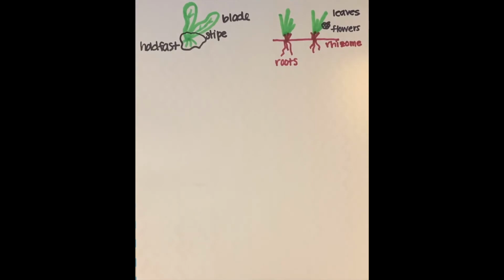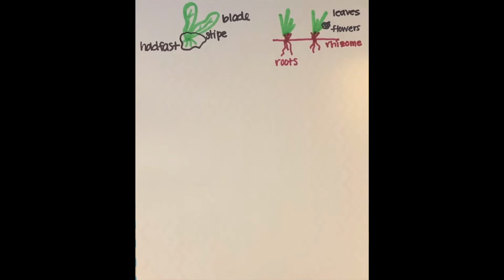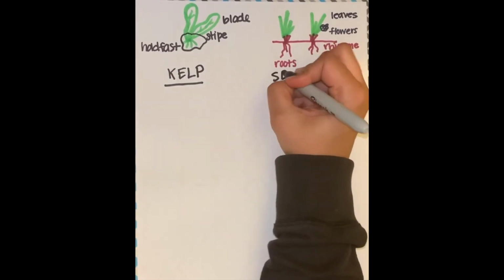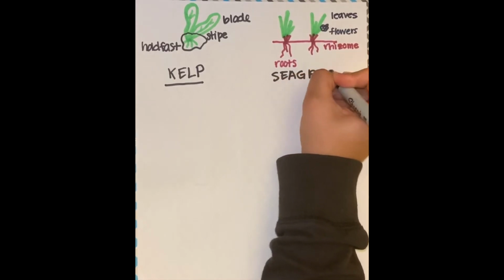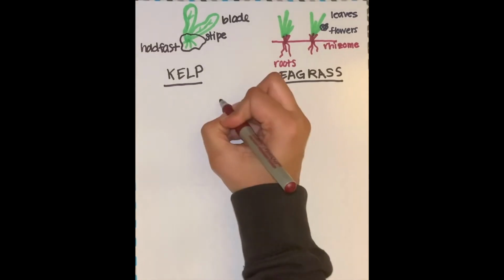So do you guys think this one is the kelp or this one? That's right, you guys got it. It's the first one. This one is kelp, and the one with roots and leaves is the seagrass. Now let's compare the two species.